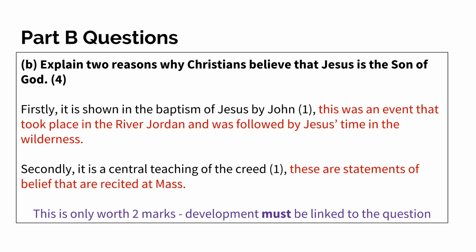So in that first paragraph, firstly, it's shown in the baptism of Jesus by John. That still gets us 1 mark. This was an event that took place in the River Jordan and was followed by Jesus' time in the wilderness. That's absolutely correct, but it is not helping us to answer the question. It's not showing your understanding of Jesus as the Son of God. It's showing some factual information about Jesus' life.